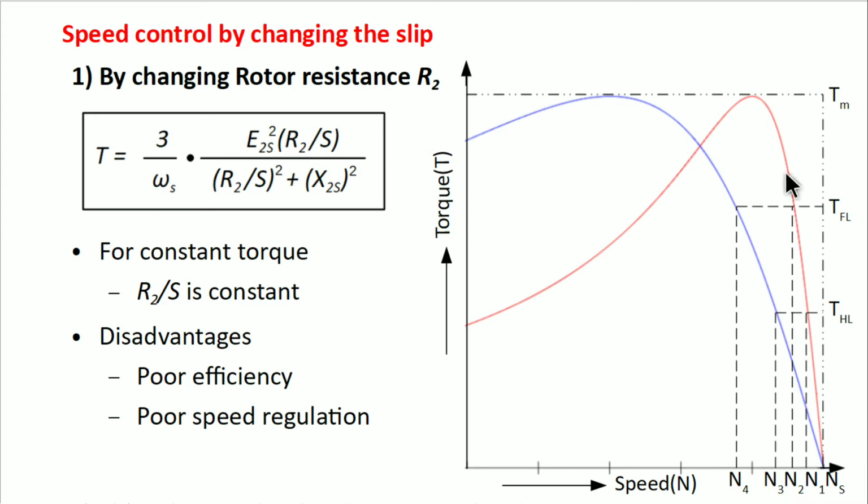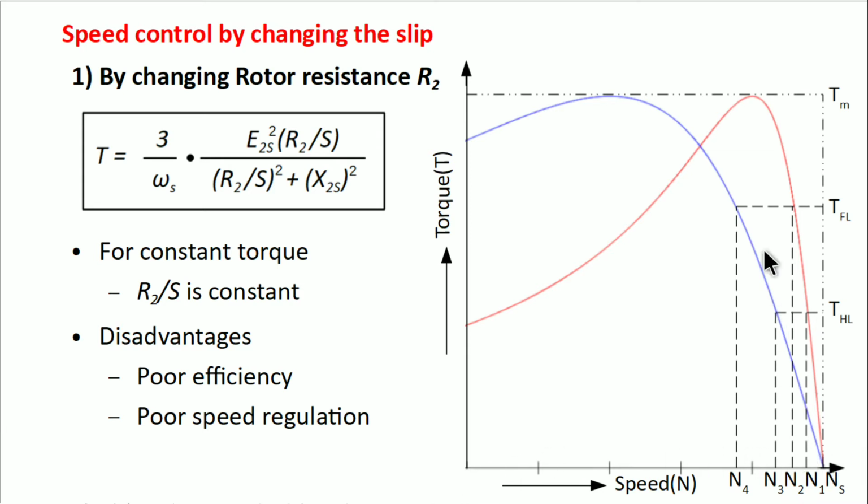So this is how we can achieve the change in speed, but at the same time the slip increases. With the increase in resistance, the slip increases, and as a result that speed also changes. With the increase in slip, speed decreases. Slip is 0 here and 1 here at this point. Slip is varying in this direction from 0 to 1.